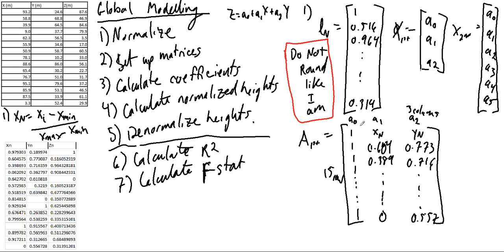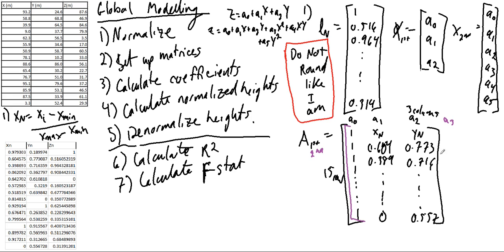Now, what if I had my second order? So the second order looks like this: A0 plus A1X plus A2Y plus A3X squared plus A4XY plus A5Y squared. So this means that I'm going to have 6 columns in my A matrix. So I'm going to do this one in, let's say, purple. So my second order, it's all going to be the same for those first 3 columns. Nothing changes, it's the exact same.